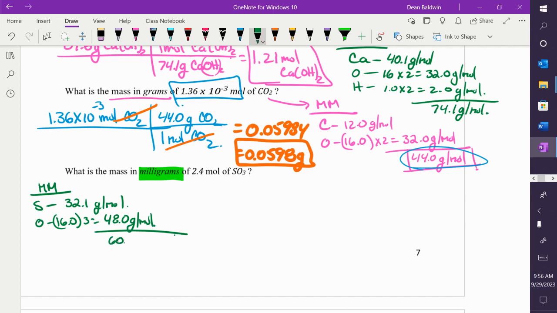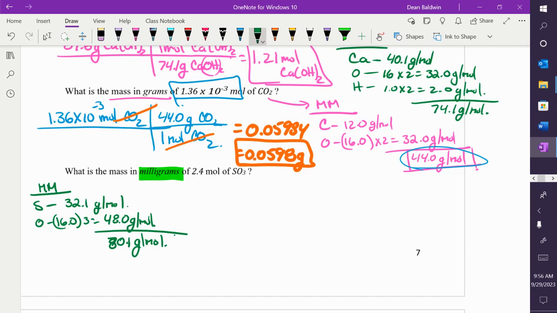60.1. Molar mass 60.1. Is that right? You're 20 off, because 48 and 32 is 80. I'm good at math. I should go teach math. 70.1. No, 80.1. There we go. 80.1. Did I get it right the third time?